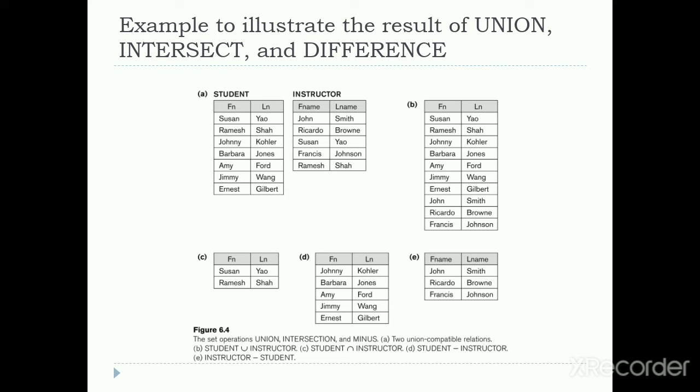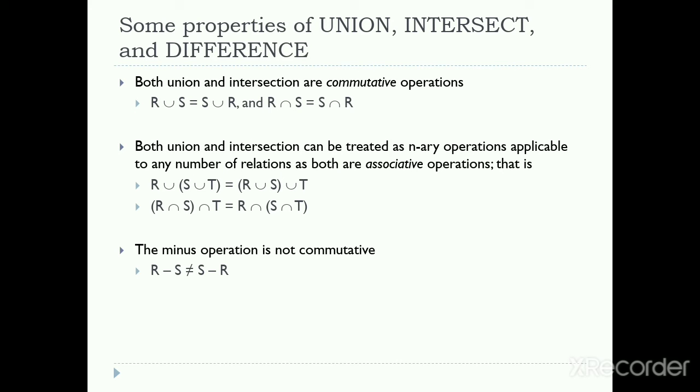Those 5 tuples will be retrieved. And the last one, instructor minus student. In instructor minus student, Jimmy, Ricardo, and Francis are there in instructor but not in student, so these 3 tuples will appear in the result. One thing you can notice here: student minus instructor is not the same as instructor minus student. Both union and intersection are commutative operations. That means if I change the relations, it will not affect the result. You will get the same result.